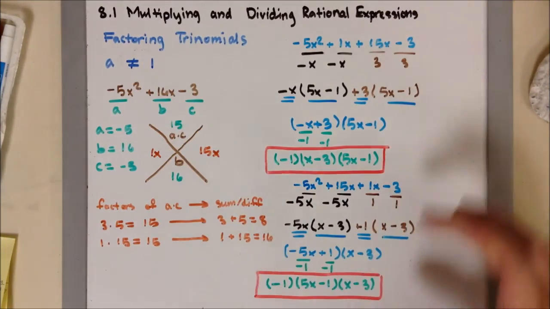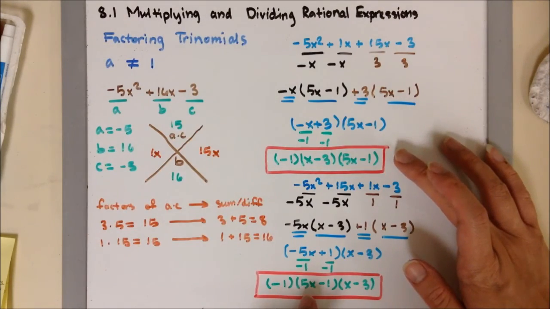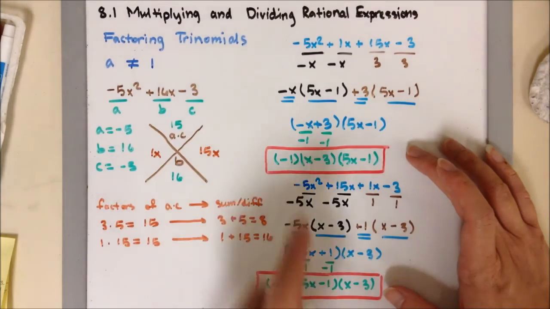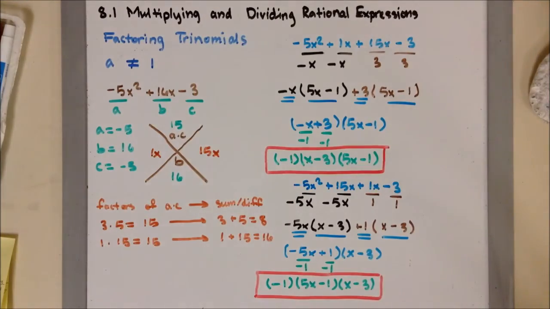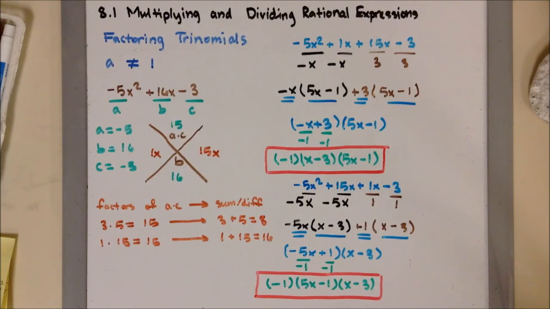So let's compare the two answers in our box. They both have negative 1. We have 5x minus 1, and we have x minus 3. It's just in different order. So if I did not factor out the negative 1, then your answer would look different, and the confusion would be, how come we have different answers?